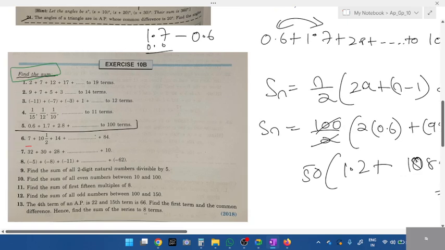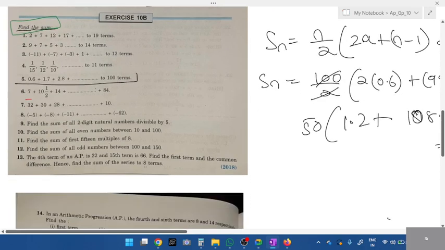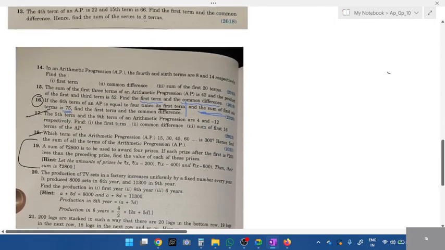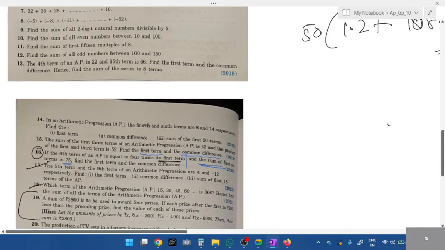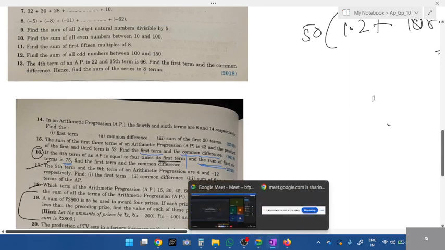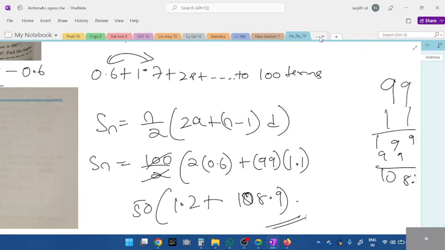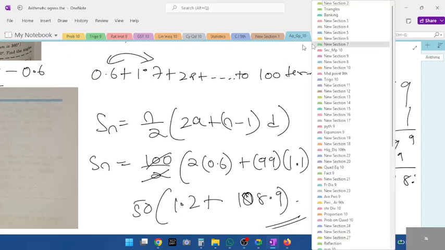Next, find the sum of all 2-digit natural numbers. Find the sum of even numbers. Okay, tomorrow we'll revise around 4 or 5 questions. Clear? Yeah, let's revise this tomorrow, students. Any doubts so far? Whatever we did, you understood?